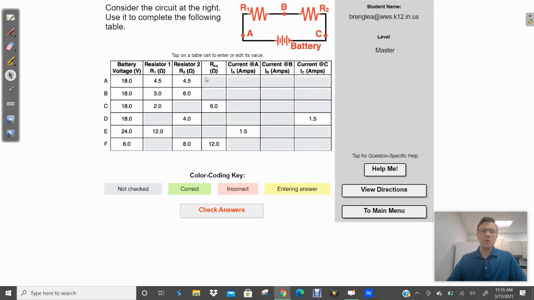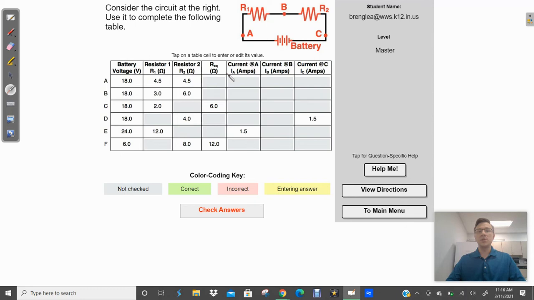We've got a battery here, and it tells us the battery voltage in this first column. Each row is its own problem. So you're going to be looking at row A and filling this out, and then move on to row B and so on and so forth. Battery voltage is in the first column. It then tells us the first and second resistors here and here. And then REQ stands for equivalent resistance. It is the total resistance of the circuit.